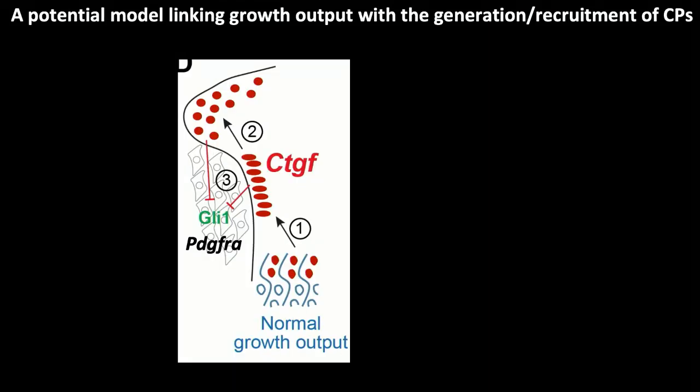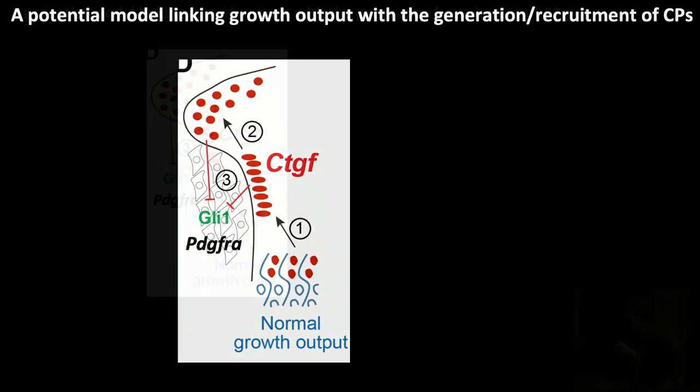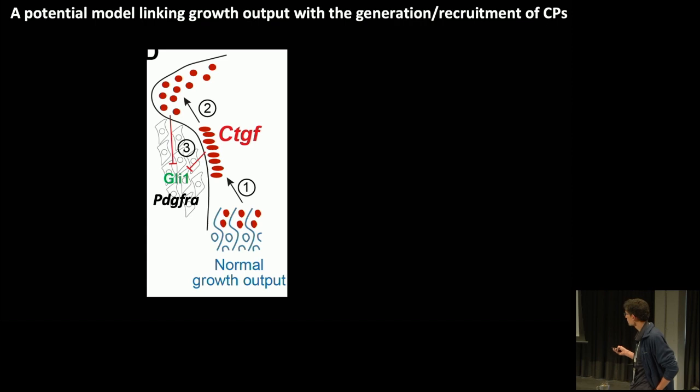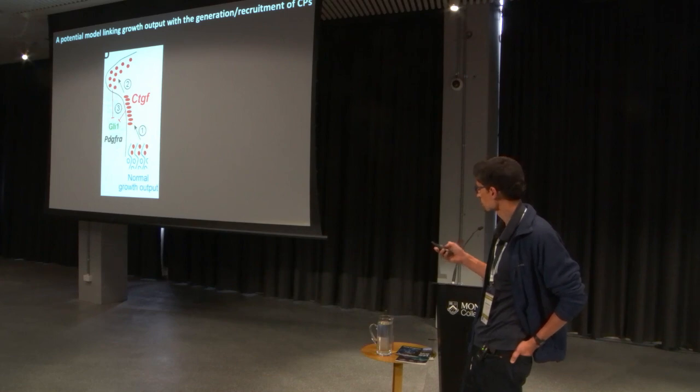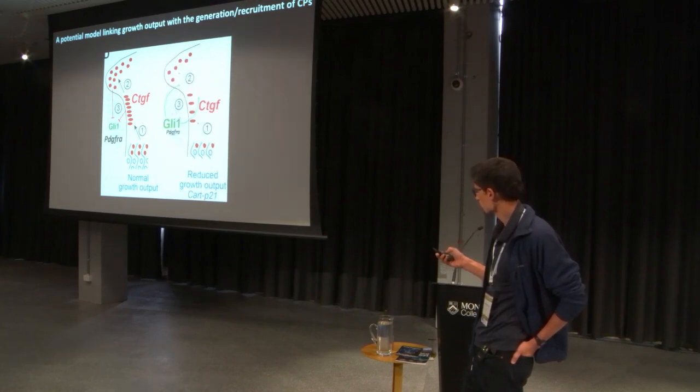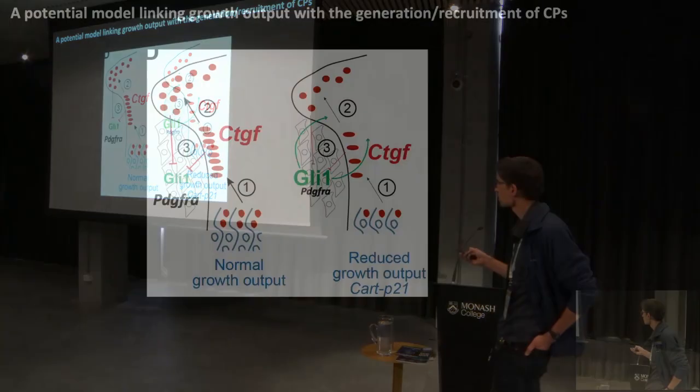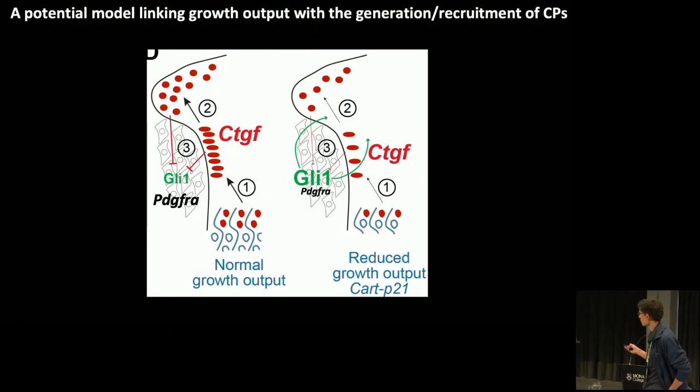So this comes to my last slide, in which we have this model where we think that when there is a normal growth output, there are certain levels of CTGF or connective tissue growth factor in different regions of the cartilage, which keep Gli1 expression at bay in the Pdgf receptor alpha population outside the cartilage. But if there is reduced growth output due to the cartilage P21 overexpression, there is decreased expression of CTGF, as I showed you before, and that probably unleashes Gli1 expression within the Pdgf receptor alpha population, allowing them to become chondroprogenitors that then help with the recovery.